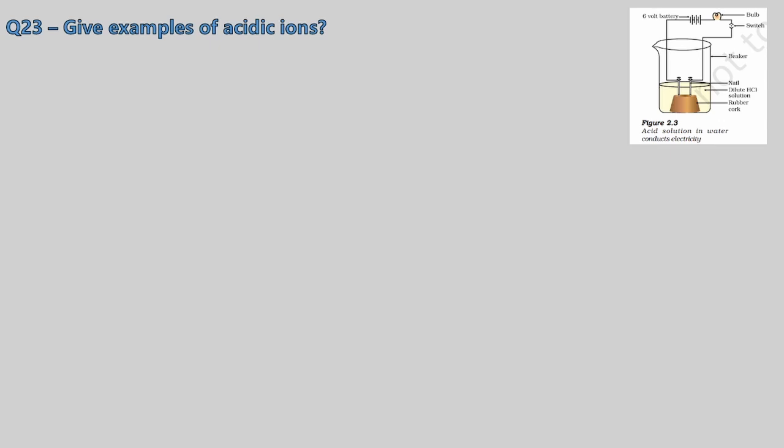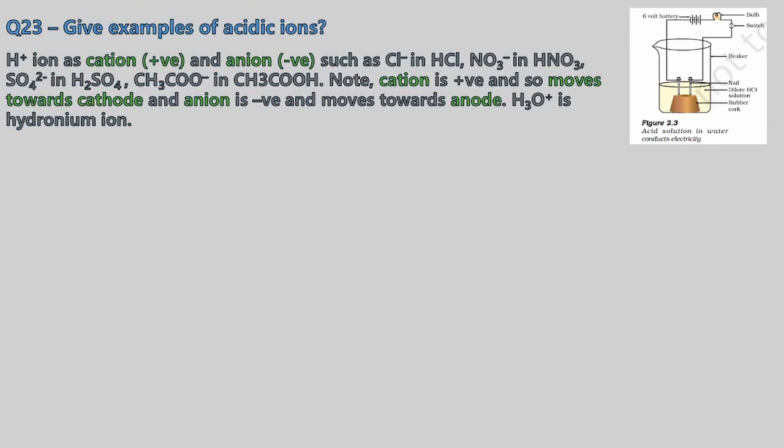See, what we have is a dilute HCl in which we have two nails stuck on a rubber cork, and these two nails are connected to a battery with a bulb. So what happens is, because of the H plus and Cl minus ions, the electricity will flow through the circuit, through the dilute HCl, and you can see the bulb turning on. So H plus is a cation.